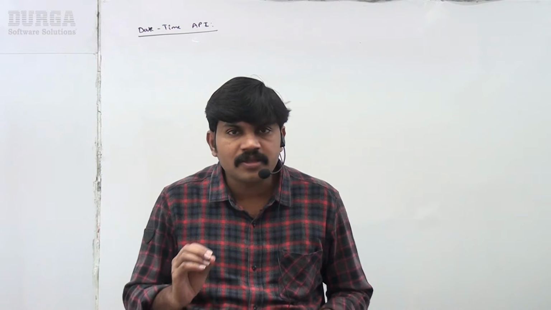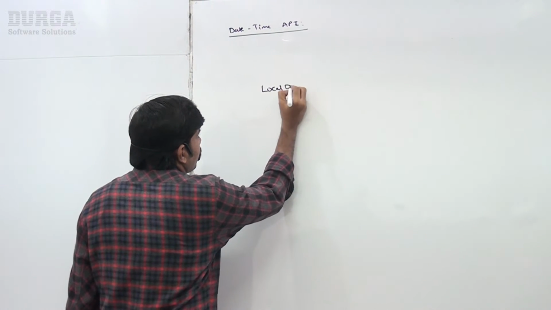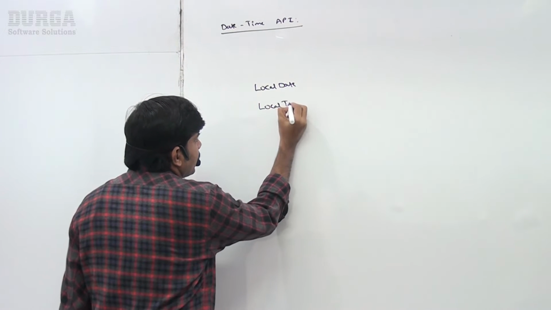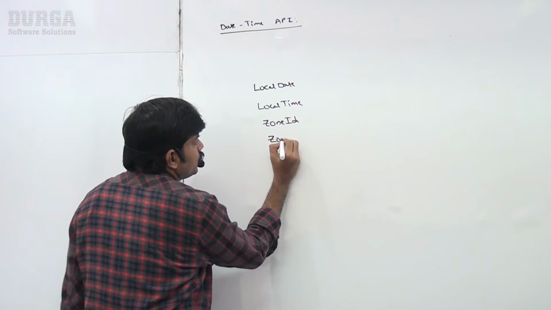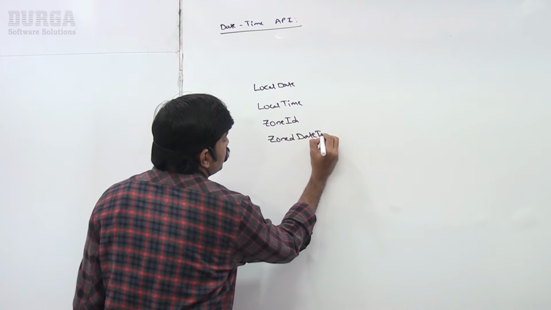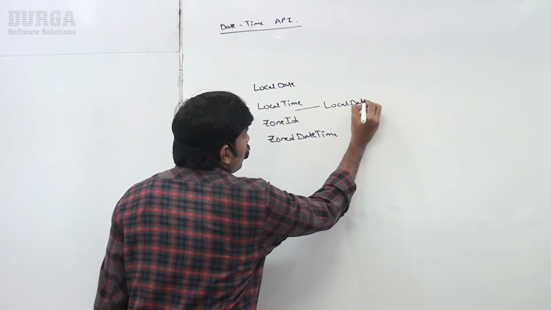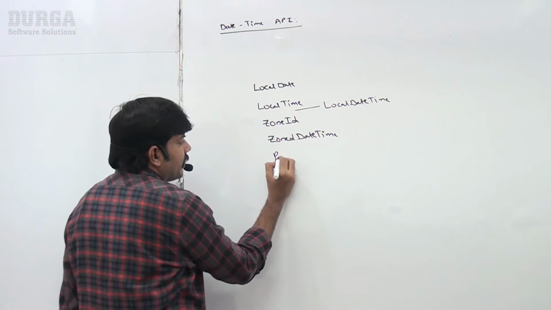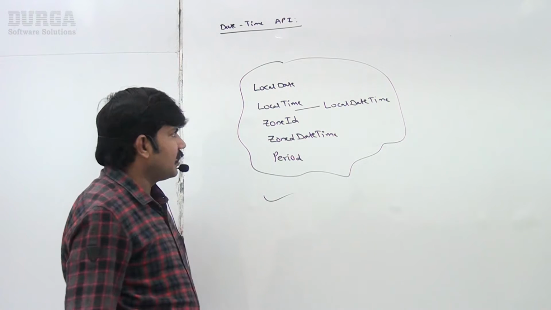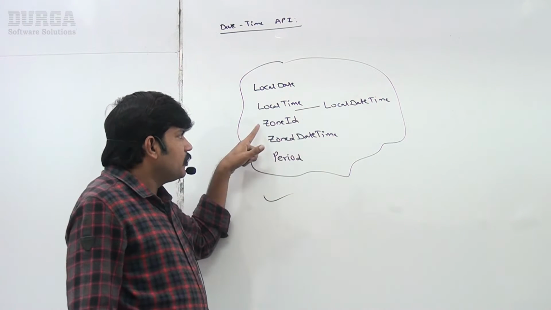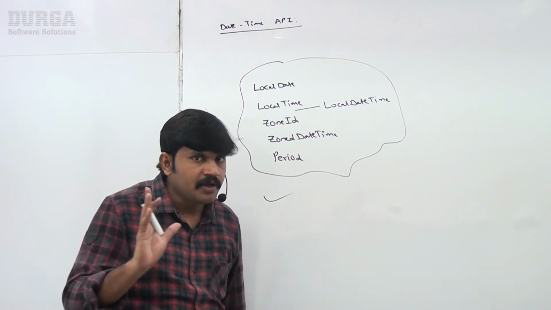Hi friends, in the last videos we covered LocalDate very clearly. Have you observed? LocalDate, LocalTime, ZoneId, ZonedDateTime, LocalDateTime and Period. About this API we discussed very clearly. These concepts I explained very clearly with examples, right?